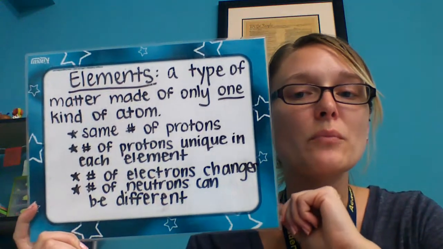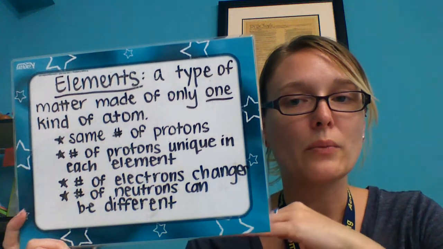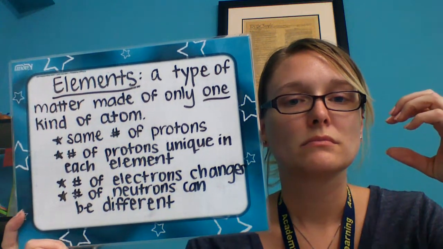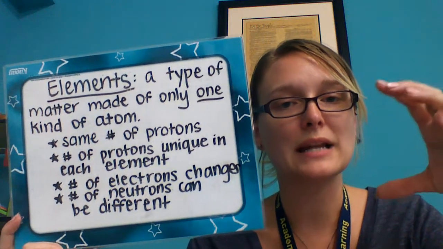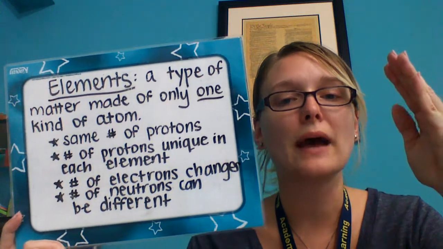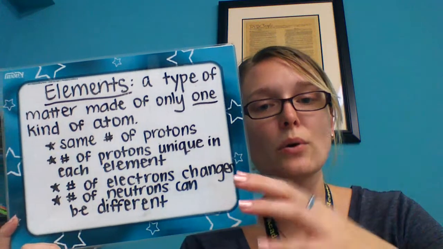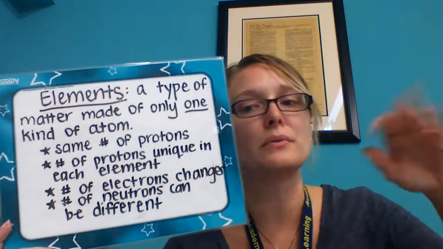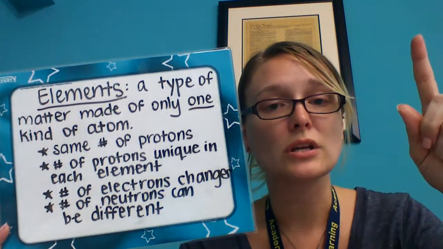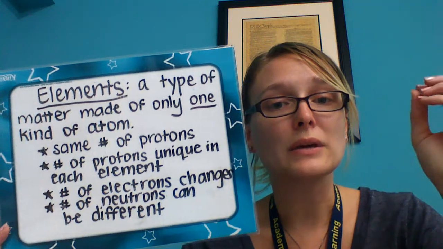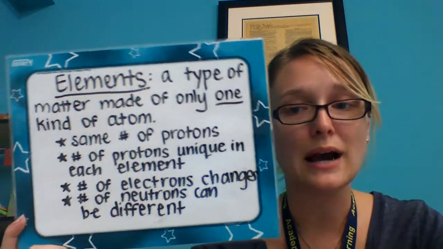It has the same number of protons no matter which atom we're looking at. It has the same number of protons in every single one of those atoms. The element is always the same number of protons. This piece of gold, that piece of gold, that piece of gold. Same number of protons. However, the electrons change. An atom can gain and lose electrons. It doesn't stay the same all the time.